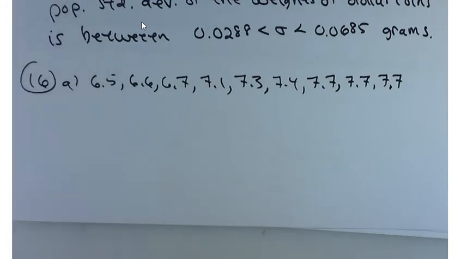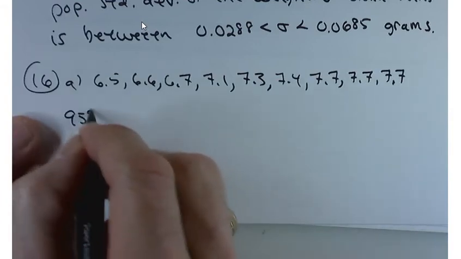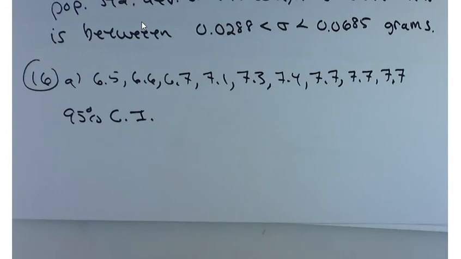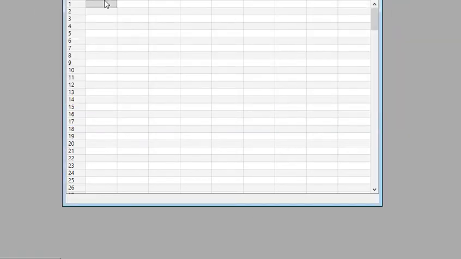We're going to input that into StatDisk and try to come up with a 95% confidence interval for the population standard deviation. So let me switch over to StatDisk and enter that data. I'm just going to put it in column 1.